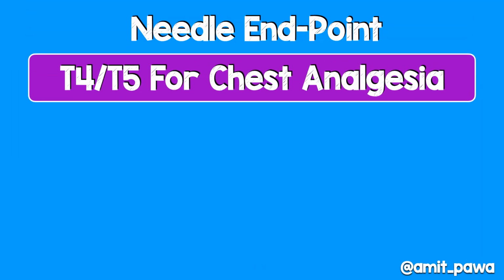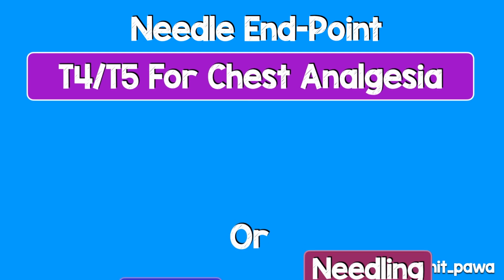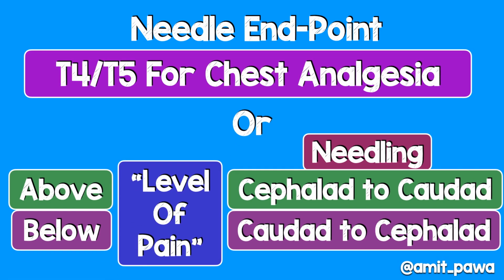Where do you have your endpoint? Well, many people would aim for T4 or T5, or even the midpoint of the surgical pain or the rib fracture. That's one option. Or it could depend whether you're needling cephalad to caudad or caudad to cephalad, and you might decide to be above or below the level of pain. As you're injecting local anaesthetic, it flows in the direction that your needle is pointing. So that's something to bear in mind.